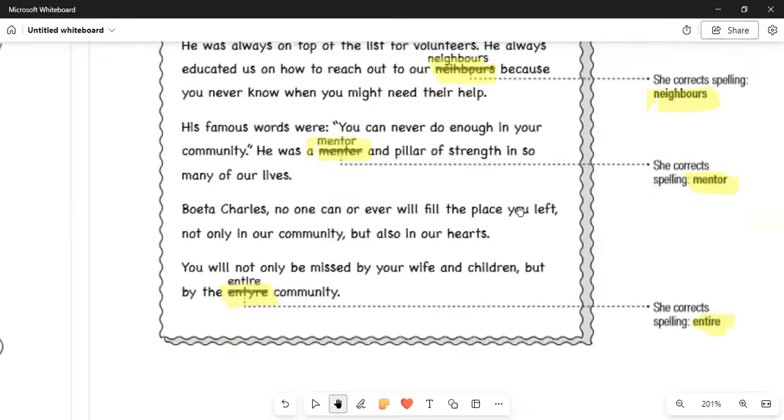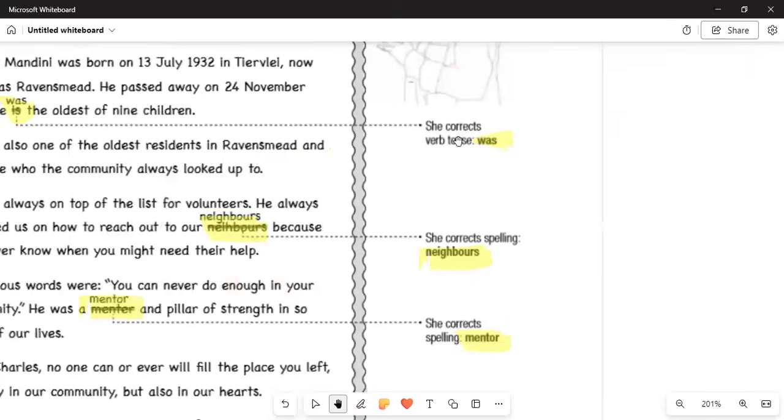And then when we are moving on, we can see that Luther Childs, no one can or never will fill the place you left, not only in your community, but also in our hearts. You will only be missed by your wife. You will not only be missed by your wife and children, but the entire community. There is an error there, and then it is also given correct. It is corrected in that manner.